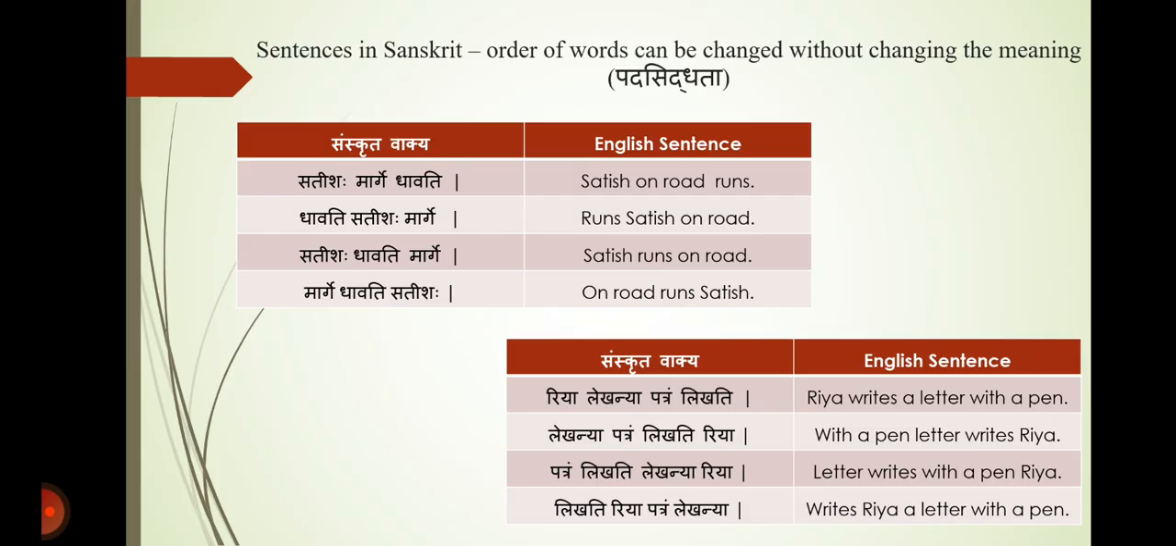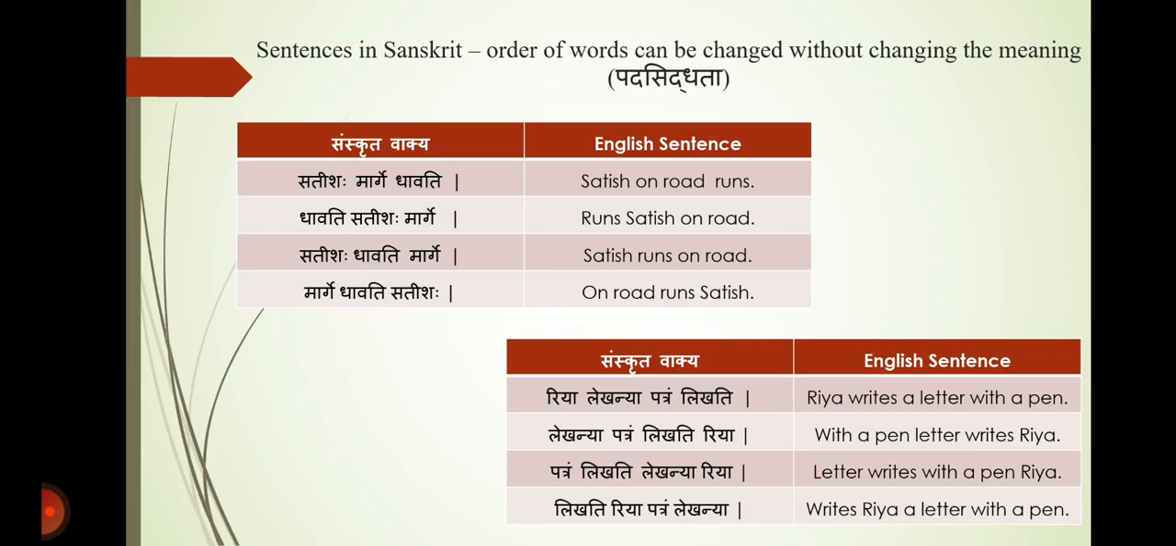There can be n number of permutations and combinations, but still the meaning of the sentence does not change. This is the beauty of Sanskrit language. If you try to translate the other organizations of the sentences into English, the real meaning is lost. So we cannot change the order of the words in other languages, which is possible in Sanskrit language. So this is a peculiar property of Sanskrit language which is not seen in any other languages.